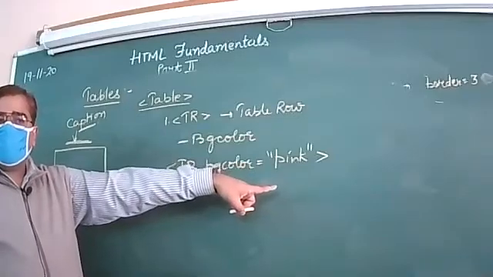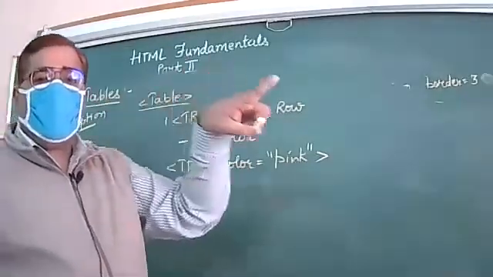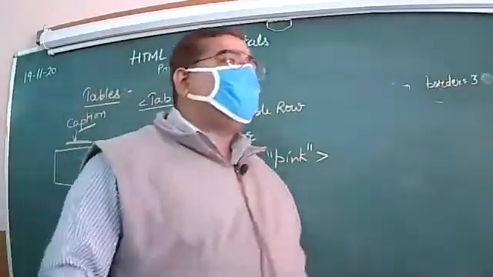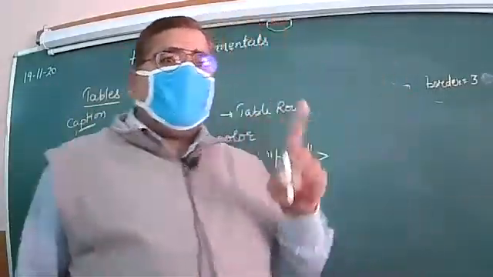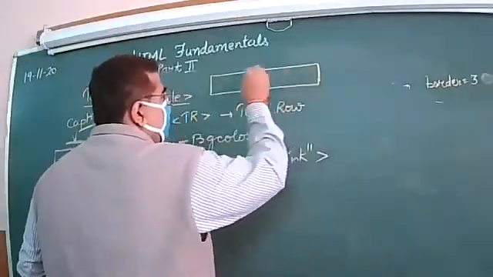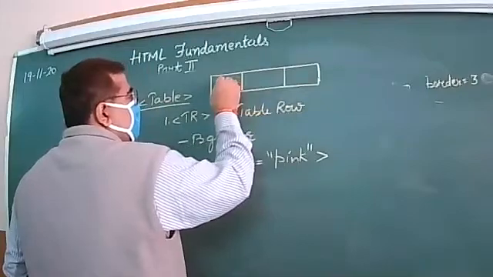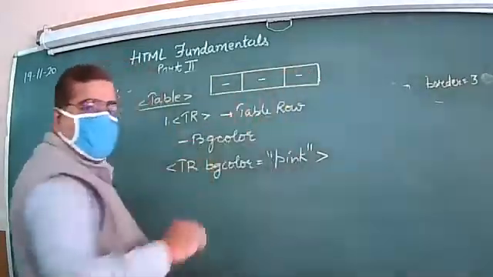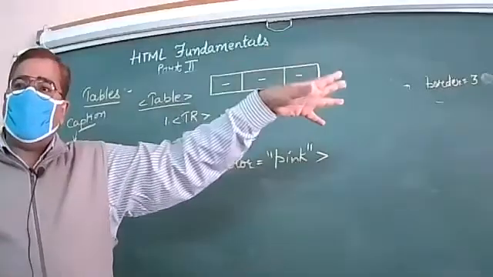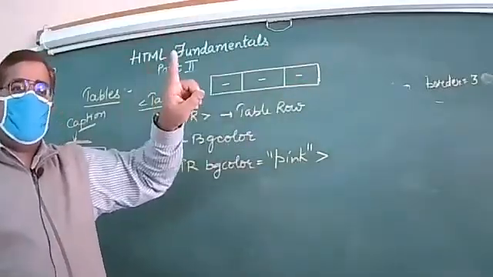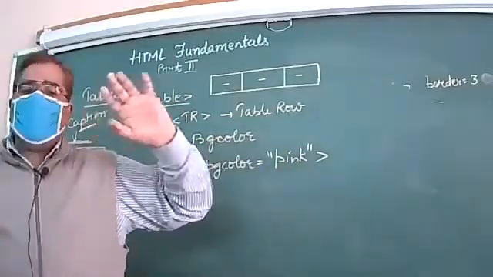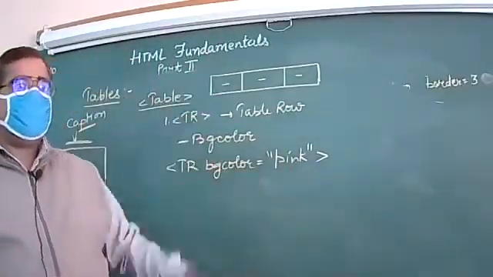Right? If I say TR align equal to center, the complete data in the row will be aligned center. Suppose these are the three cells. This is one row. These are the three cells, center, center, center. Now here you have seen that all the cells have data in the center. So only one time, you write TR align equal to center. That will be applied to the entire row.